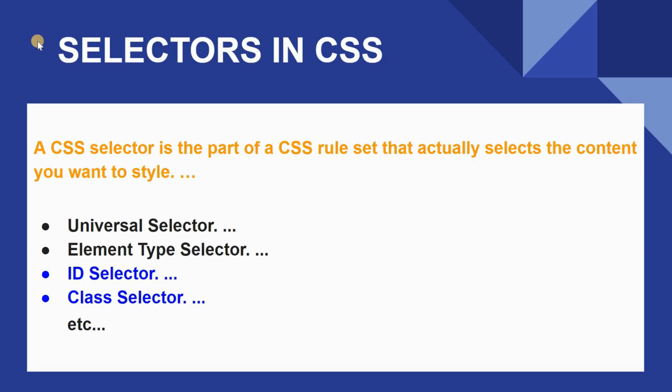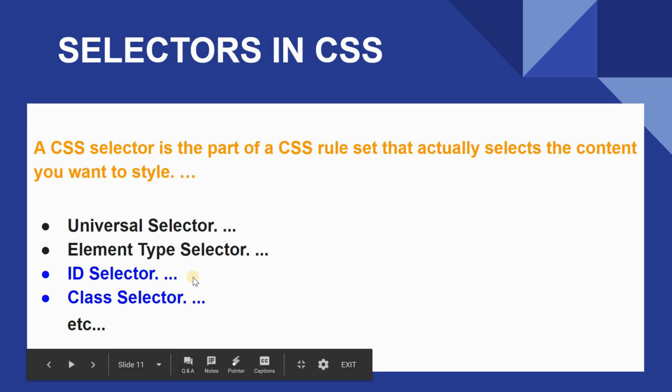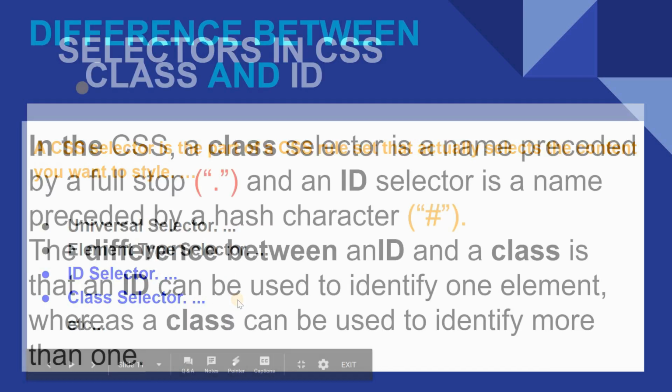Then the next question is, what are selectors in CSS and what are the different types of selectors that are used in CSS? A CSS selector is the part of a CSS rule set that actually selects the content you want to style. Okay, there are so many different types of selectors. The first one is universal selector, element type selector, ID selector, class selector, etc. But generally we use the ID selector and class selector in our CSS.